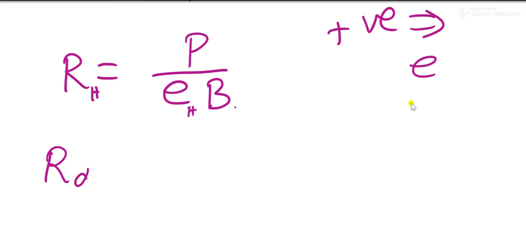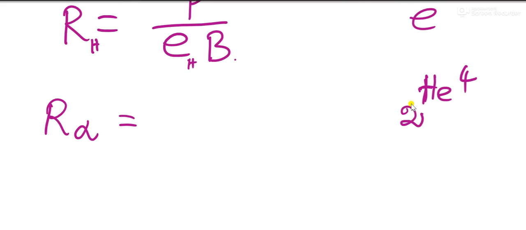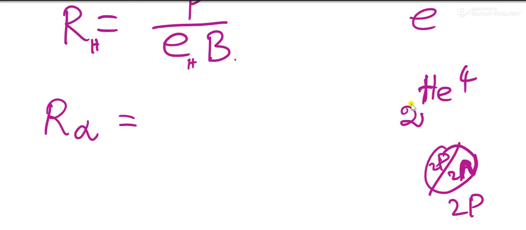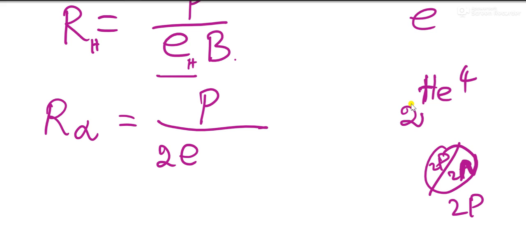Now the radius of the alpha particle. What is an alpha particle? A helium nucleus. In a helium nucleus, how many protons will be there? Two protons and two neutrons. So how many are charged? Out of 4, only 2 are charged because of the 2 protons. The momentum is the same, divided by the charge, which is here 2 times the charge of a proton, with the same magnetic field.